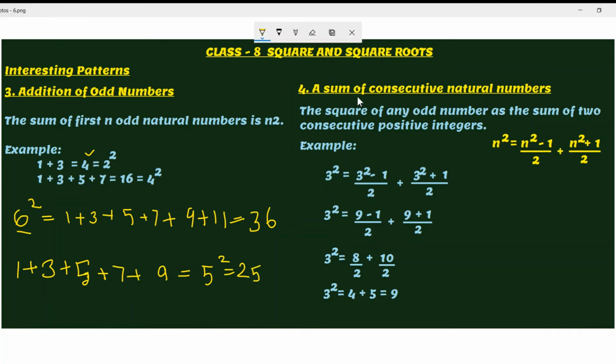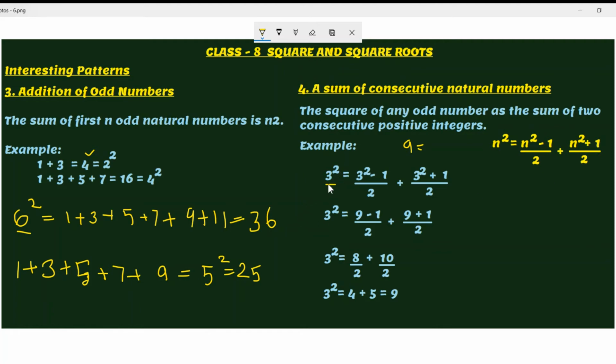Next is the sum of consecutive natural numbers. That means the square of any odd number can be written as the sum of two consecutive positive integers. If we want to find the square of an odd number, say 3, 3 square will be 9, we know. We need to write 9 as the sum of two consecutive numbers. There is a formula: n square is equal to (n square minus 1) upon 2 plus (n square plus 1) upon 2. Now we are going to find 3 square.